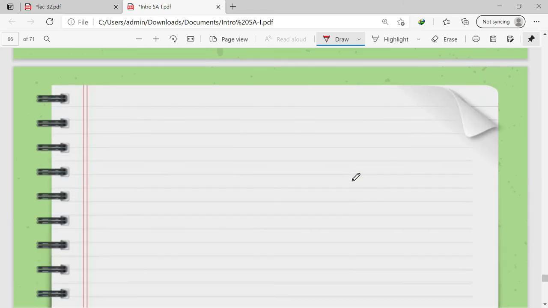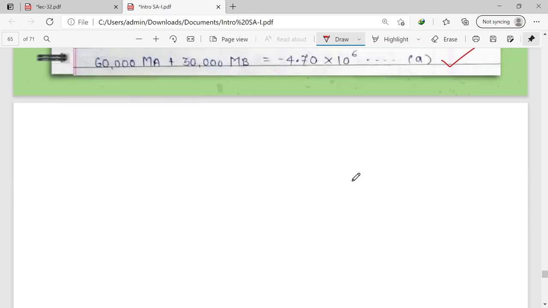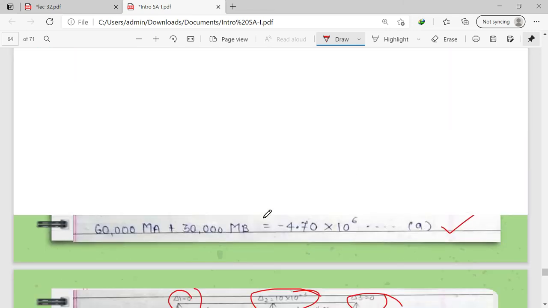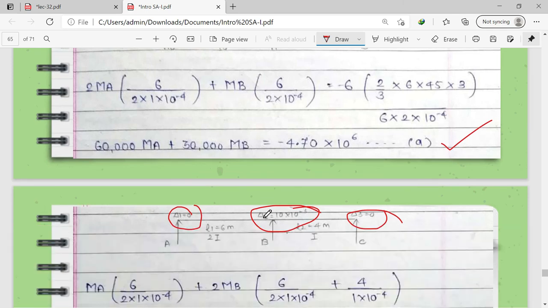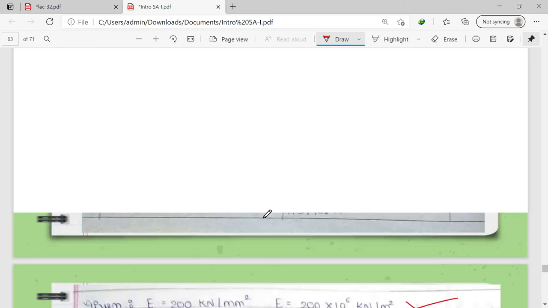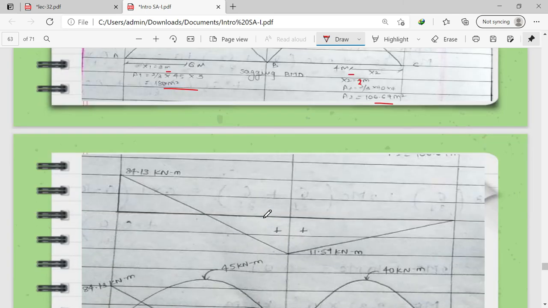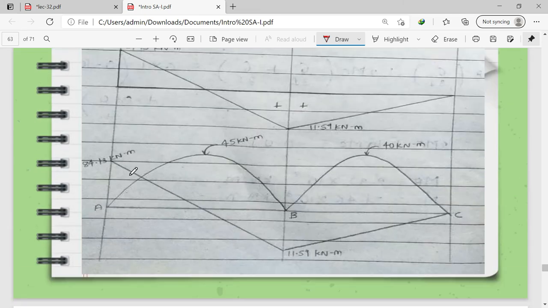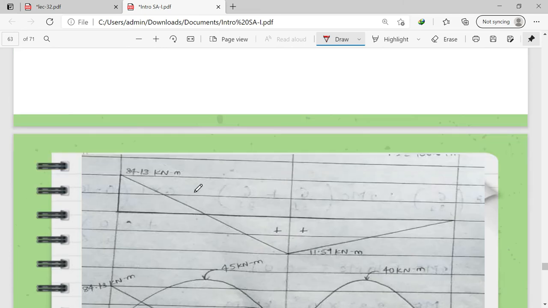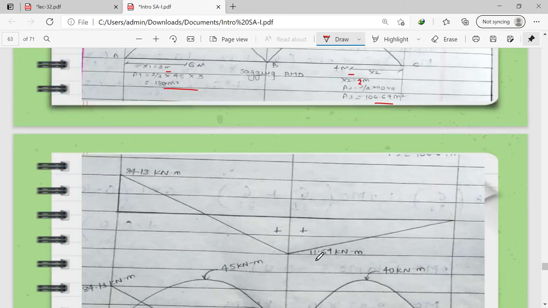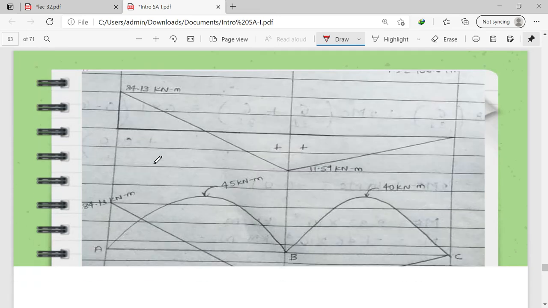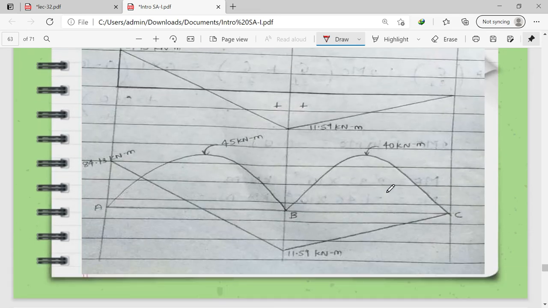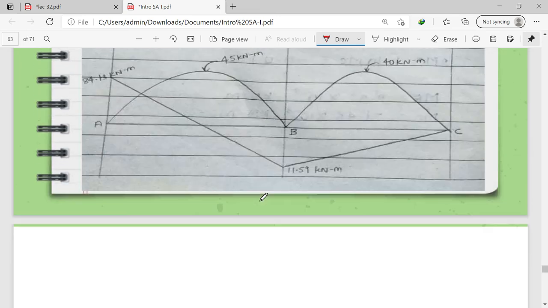Now after getting the answer, you just draw the sagging bending moment diagram, then the hogging bending moment diagram, and finally the combined bending moment, that is called the net bending moment diagram. Here the values are obtained as positive and negative. Like this we have to put the values and solve the numerical.